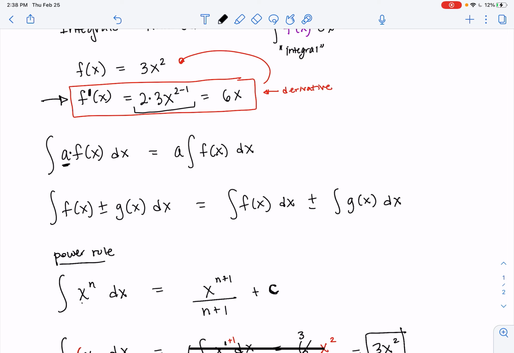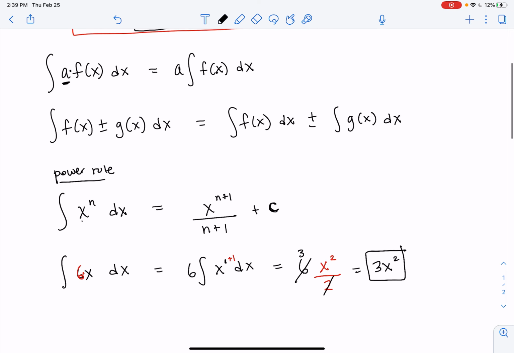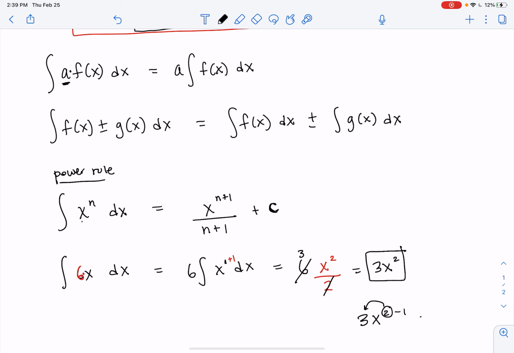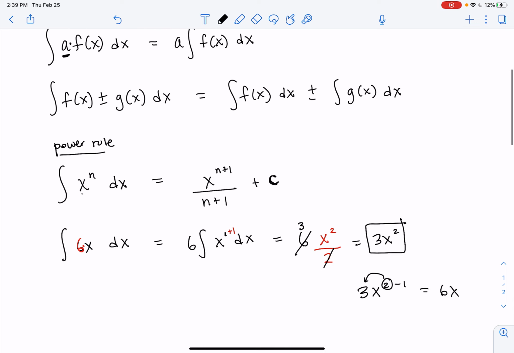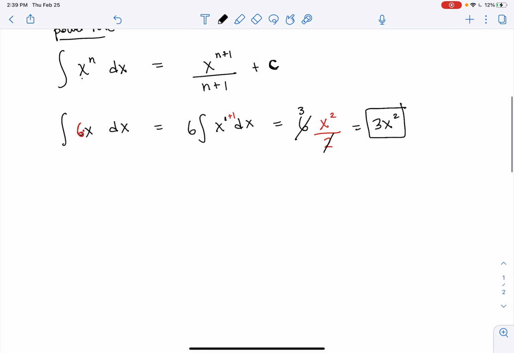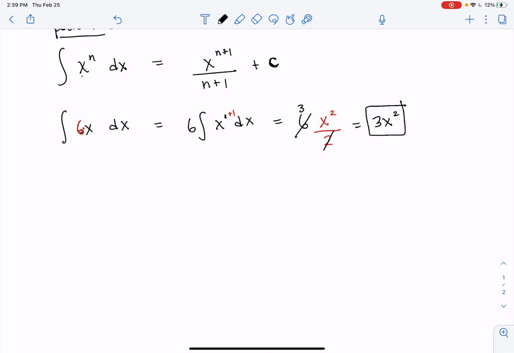So notice that when we're using the power rule for derivatives, remember, you multiply the exponent in front and then you subtract 1, and that's how we got 6x. But if I want to go backwards, I'm going to add 1 to the exponent and then divide instead of multiply. So that's why we're doing this division and we're adding, because we're undoing the derivative. Okay, let's look at a couple of extra examples here.